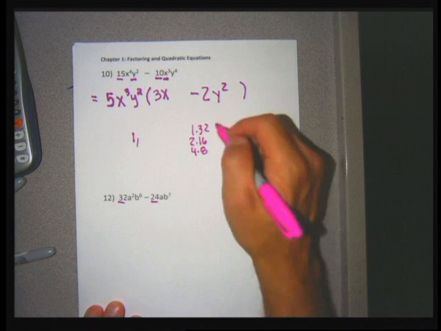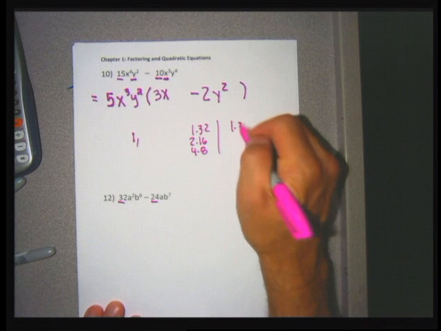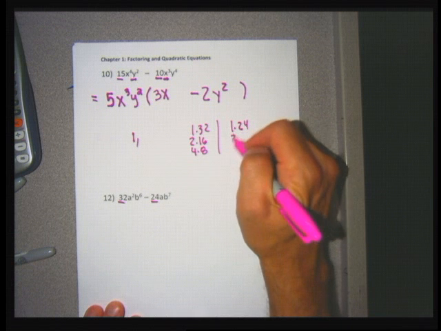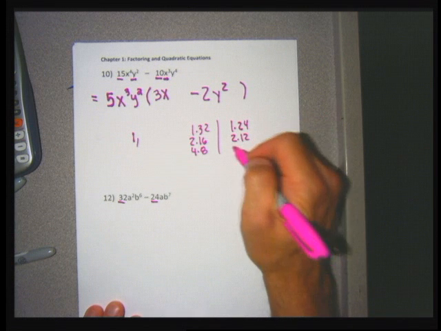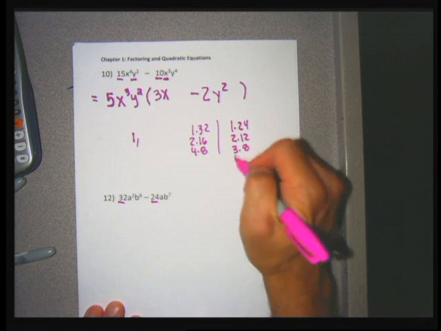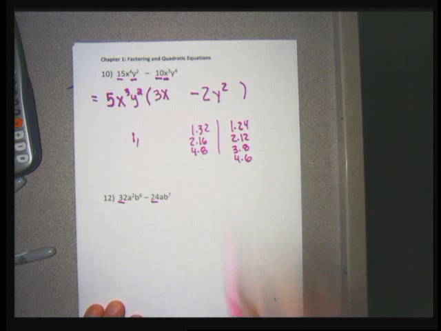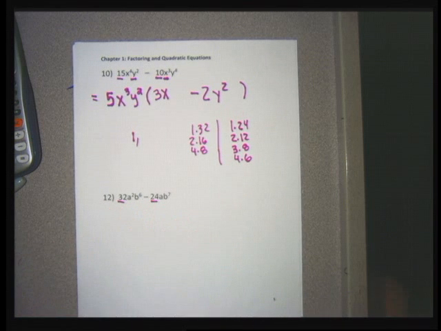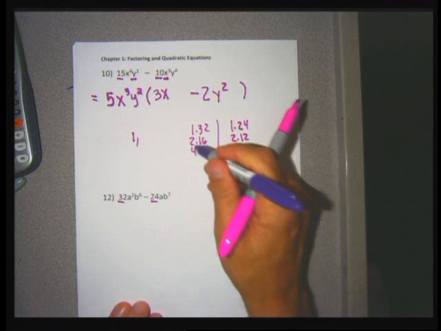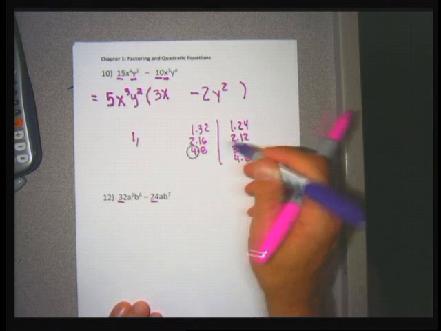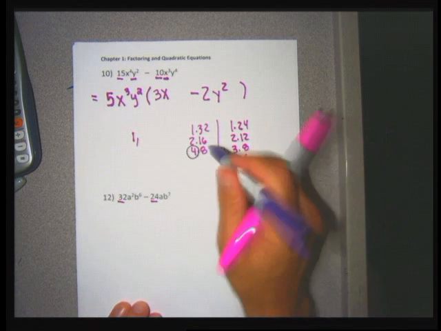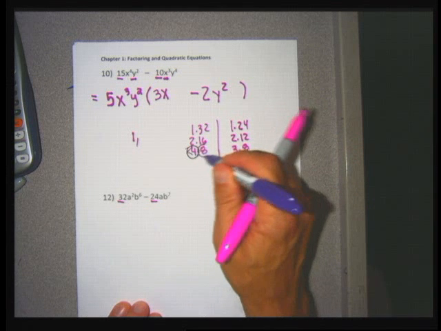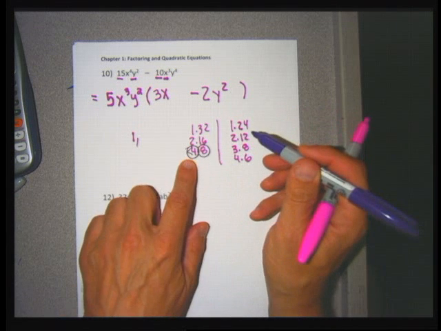And for 24, 24 is 1 times 24. It's 2 times 12. It's 3 times 8. And it's 4 times 6. This is actually going to be an important skill, to be able to look at integers and know all their factors. And the biggest number that's a factor of both is 4. Whoops, I take that back, it's 8. 4 is a common factor, but not the greatest common factor.